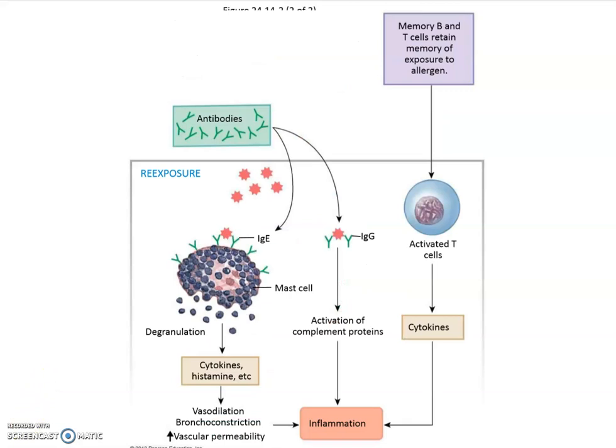With the second exposure, right away you have activated T cells that churn out cytokines that lead to inflammation. Also, the antibodies are right away present, and they will bind. These antibodies will bind to the antigen, the allergen in this case, and that will activate complement proteins, leading to more inflammation. And then here you have these mast cells that start degranulation, releasing lots and lots of histamine out of these granules. And so these cytokines and histamine cause vasodilation, increased vascular permeability, so all the swelling, and guess what? More inflammation. So then you're dealing with the sneezing and the itching, and worst case scenario, you have anaphylaxis going on body-wide.